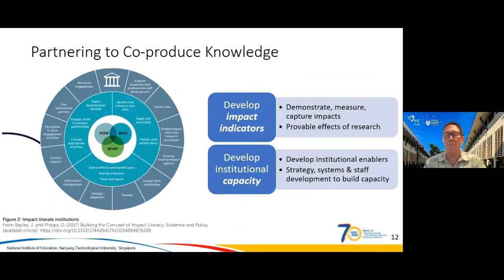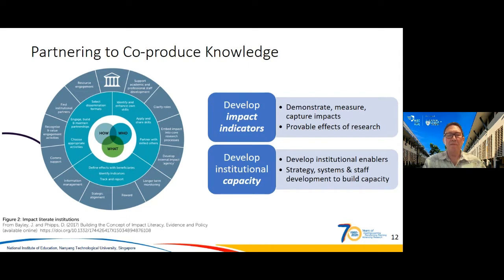And then the last couple of suggestions is thinking about impact indicators. Again, thinking about the challenges that I mentioned early on. We need to develop better indicators that help us really demonstrate, measure, and capture the different kinds of impacts, whether it's in policy or in practice. What are the provable effects of research that we see in terms of schooling and in terms of classroom practice?